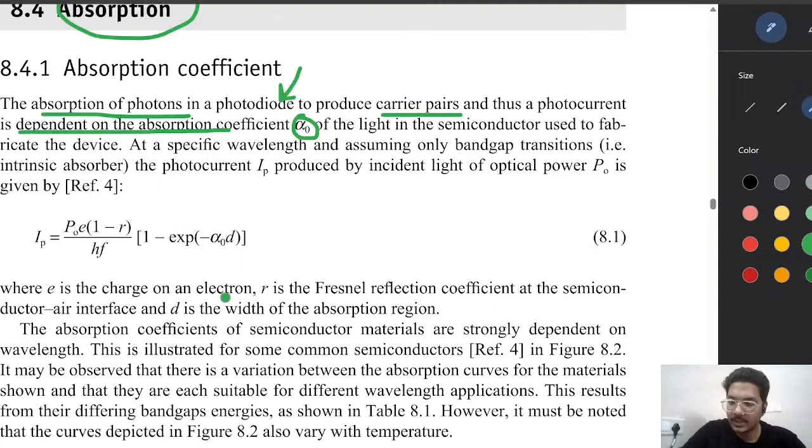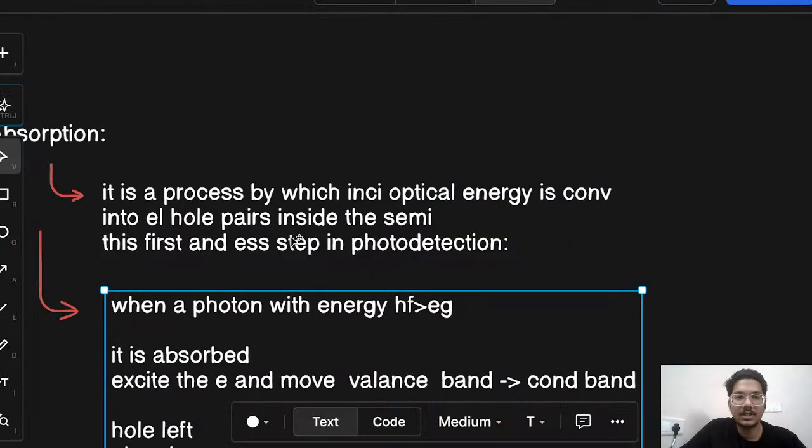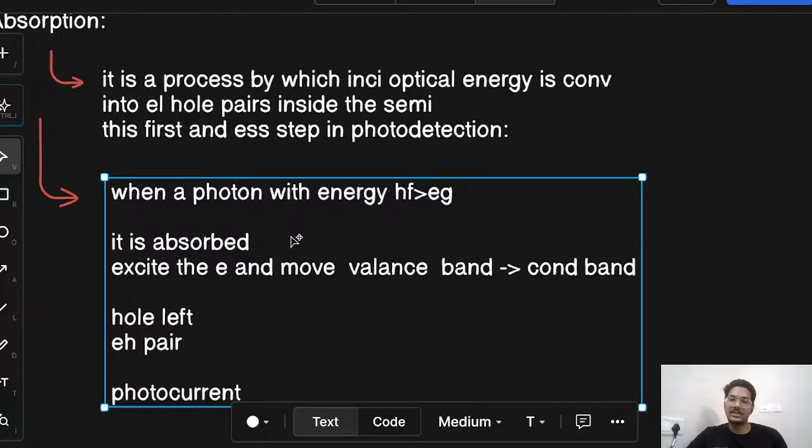Absorption coefficient. First of all, understand what absorption is. It is a process by which the energy is converted into electron hole pairs inside the semiconductor. This is the first essential step for photodetection. When the photon energy hf is greater than Eg, it is absorbed and excites the electron from the valence band to the conduction band, creating a hole and leaving the hole behind.